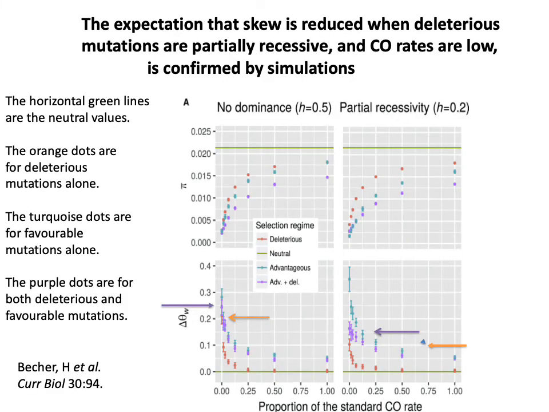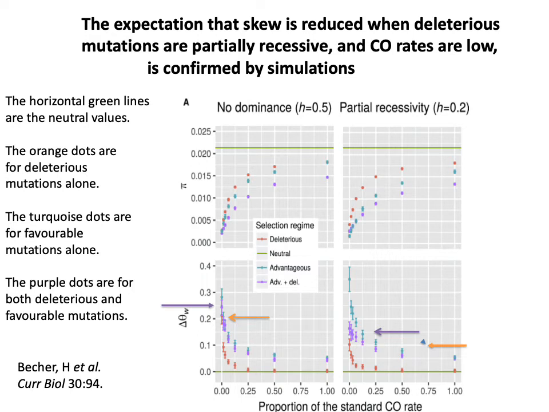These expectations were confirmed by computer simulations of pieces of the Drosophila genome that were carried out by my former postdoc, Hannes Becker. We ran combinations of selection and recombination parameters that we thought were realistic for Drosophila. On the x-axis, you can see the rate of crossing over expressed relative to the genome-wide average, going all the way from no crossing over to the genome-wide average.